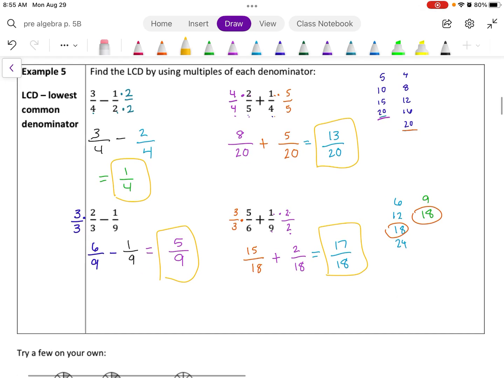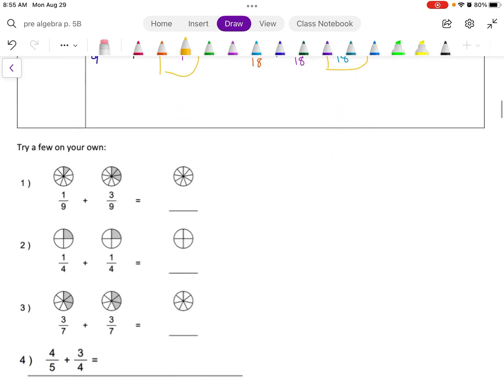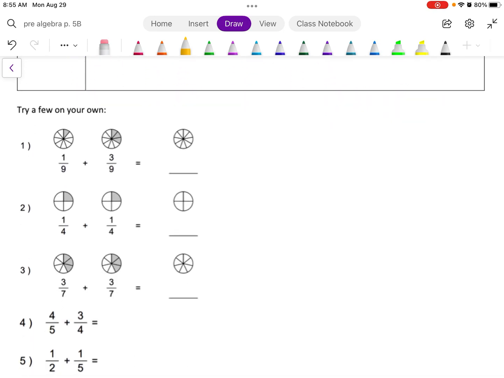All right, so important things to remember. When we're combining fractions, they need to have the same denominator. So when you look down here and you try a few of these on your own, number 1, you can just add those together because they have that common denominator of 9. 1/9 plus 3/9, 1 plus 3 would be 4/9.